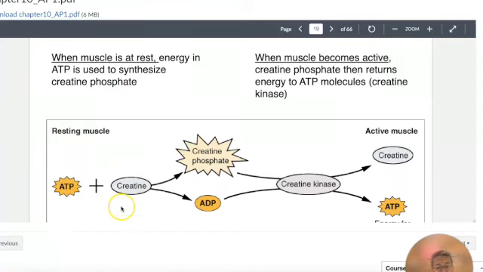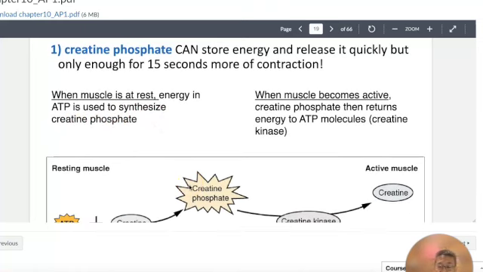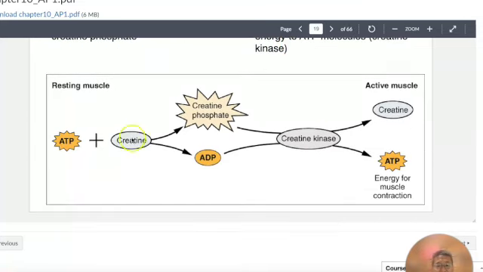ATP and creatine will create creatine phosphate and ADP. So when muscle is at rest, energy in the ATP is used to synthesize creatine phosphate. Now, creatine phosphate helps with muscle contraction, but only for about 15 seconds. When the muscle becomes active, creatine phosphate then returns the energy to the ATP molecule. Okay, so this is one of them, through creatine phosphate. That's the first 15 seconds of muscle contraction.